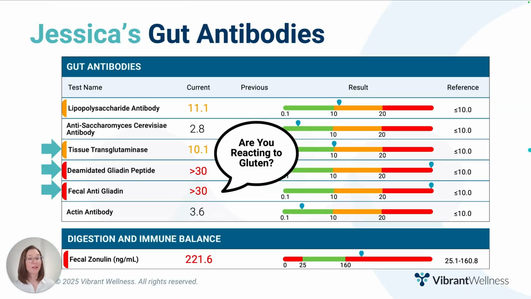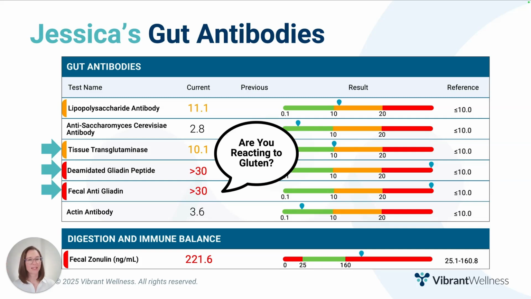I chose that formula for her because her gut antibody panel indicated high reactivity to gluten. Specifically, she had elevated antibody levels to fecal gliadin and DGP, as well as moderately elevated antibodies to tissue transglutaminase. Additionally, her digestive and immune balance panel showed high levels of fecal zonulin. As you likely know, zonulin is a signaling molecule that tells the tight junctions to open up, so elevated levels are evidence of intestinal hyperpermeability, aka leaky gut.